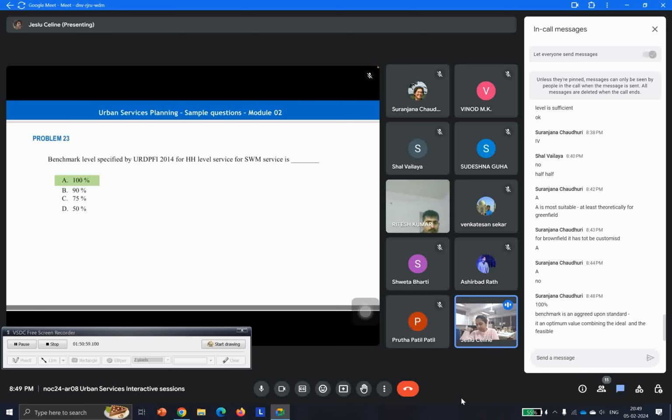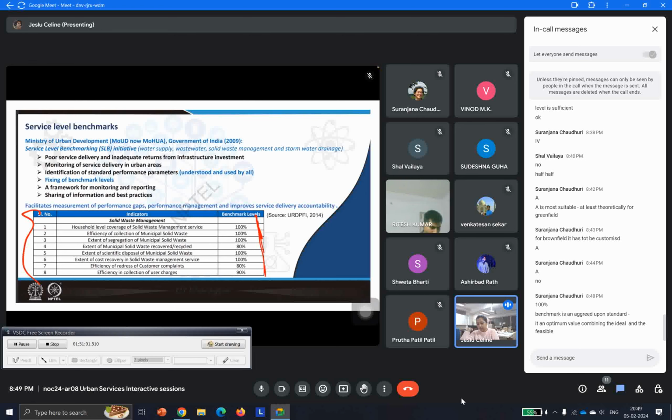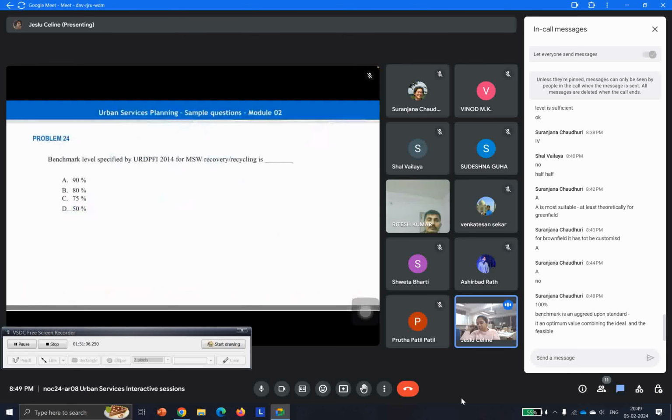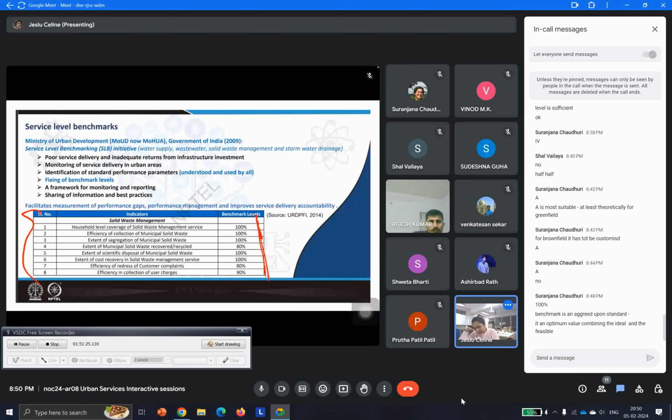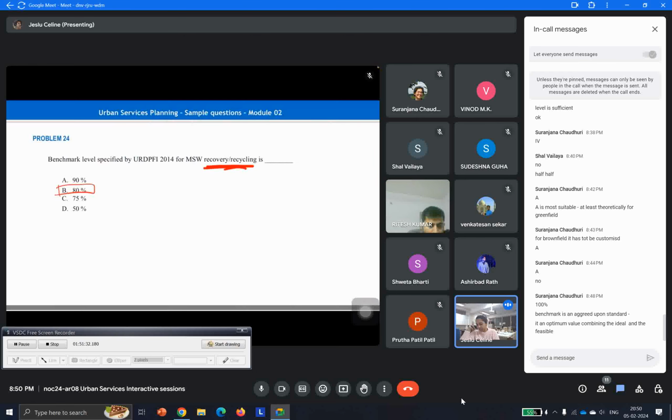So these are the different benchmarks which we learned from URDPFI. Another question: the benchmark level for municipal solid waste recovery or recycling of the solid waste, what percentage does that fall under? 80%, yes, very good, 80% is the right answer. So we saw that the extent of municipal solid waste recovered or recycled will be 80%. These are certain standards or guidelines which are given.